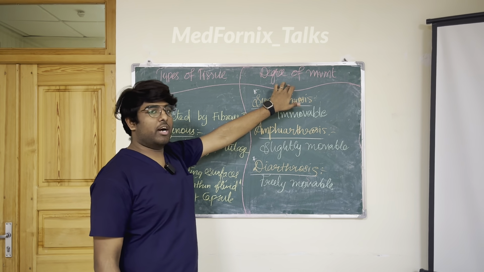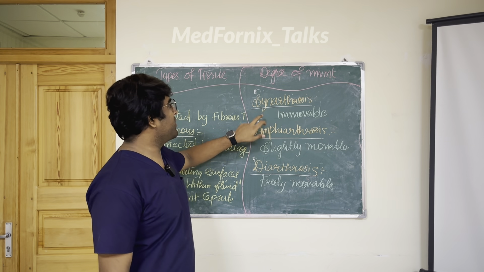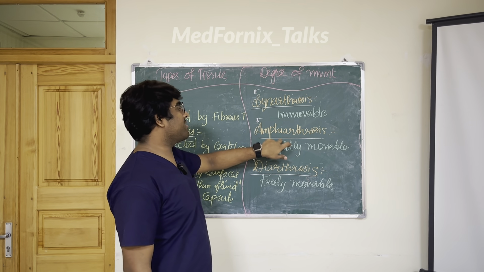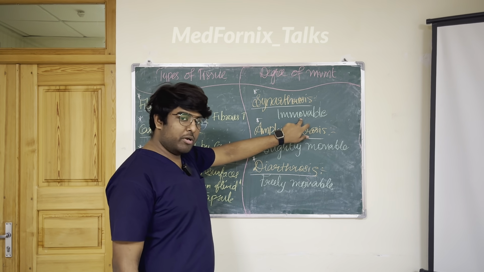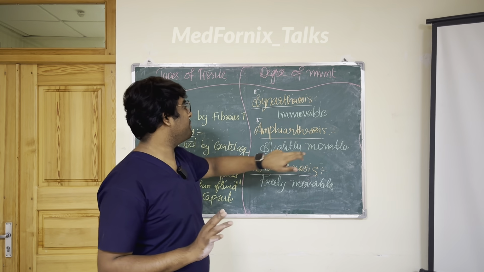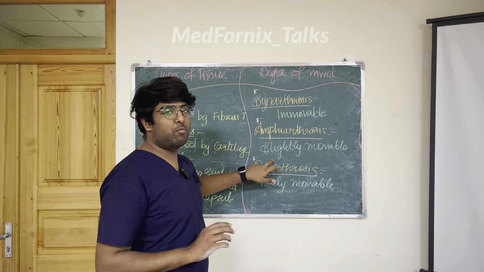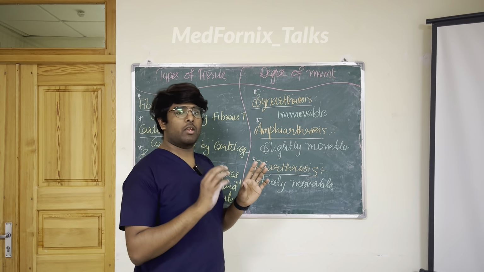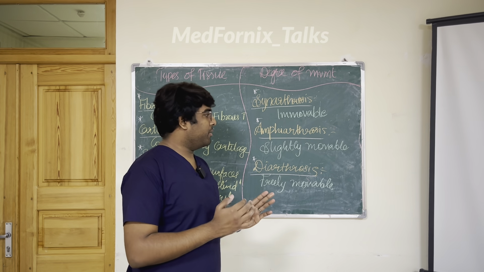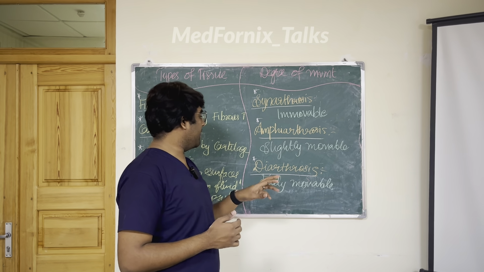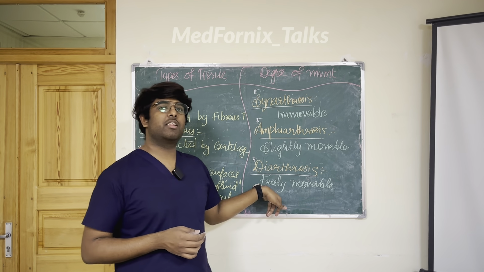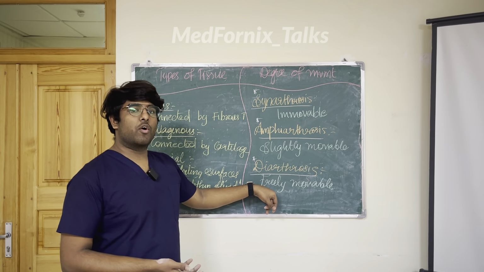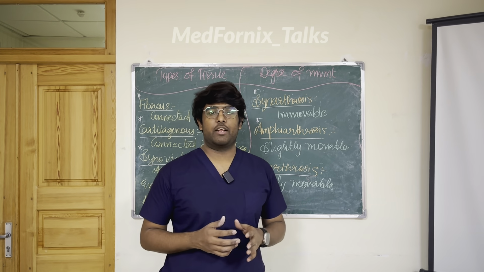Next is according to the degree of movement. First is synarthrosis, the next is amphiarthrosis, and the third is diarthrosis. Synarthroses are immovable joints; they can't move. In amphiarthroses, the joints are slightly movable: to an extent they can move, but after that they can't. And diarthroses are freely movable. These movements are mostly seen in our basic joints like the knee joint. We will focus on that later.